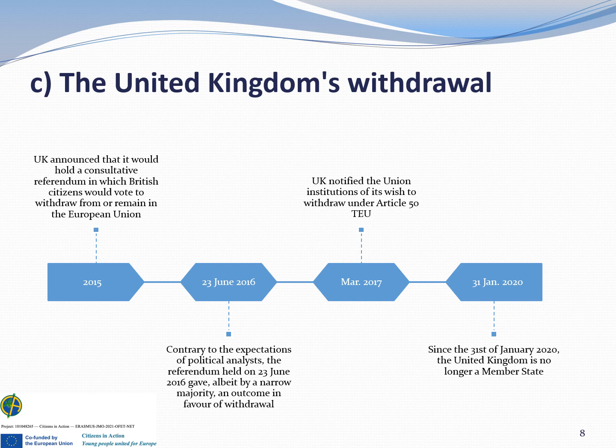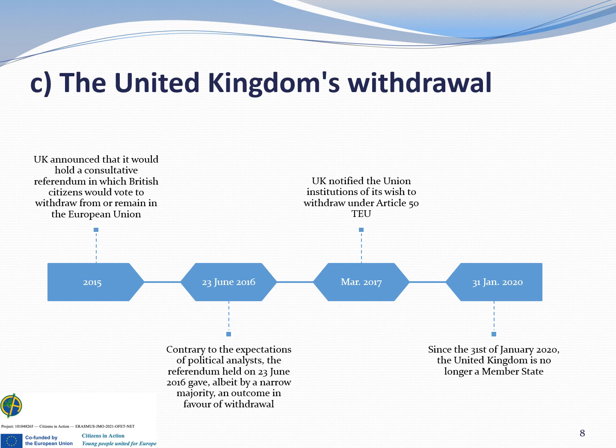The third event that we have to consider in order to understand the measure of the European integration process and its crisis is the United Kingdom's withdrawal. Indeed, in 2015, the United Kingdom government announced that it would hold a consultative referendum in which British citizens would vote to withdraw from or remain in the European Union. The prevailing opinion in political circles, supported by a series of polls, seemed to indicate a strong inclination of the British people not to question participation in the Union.